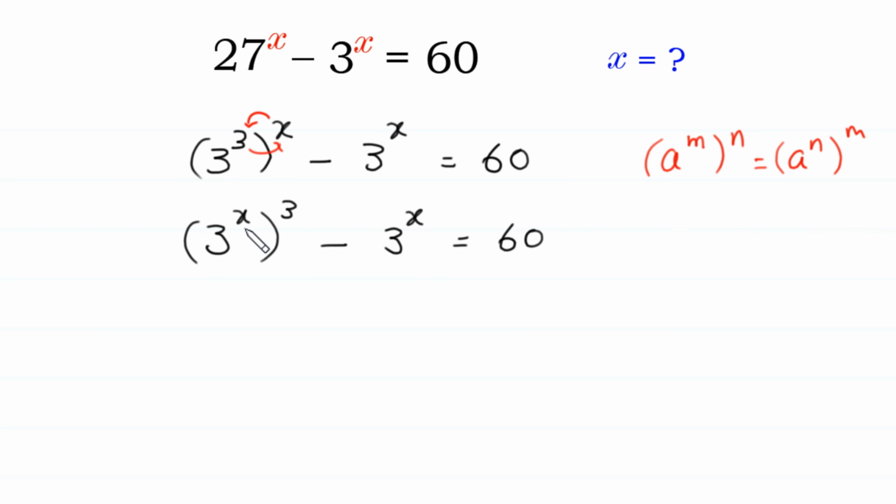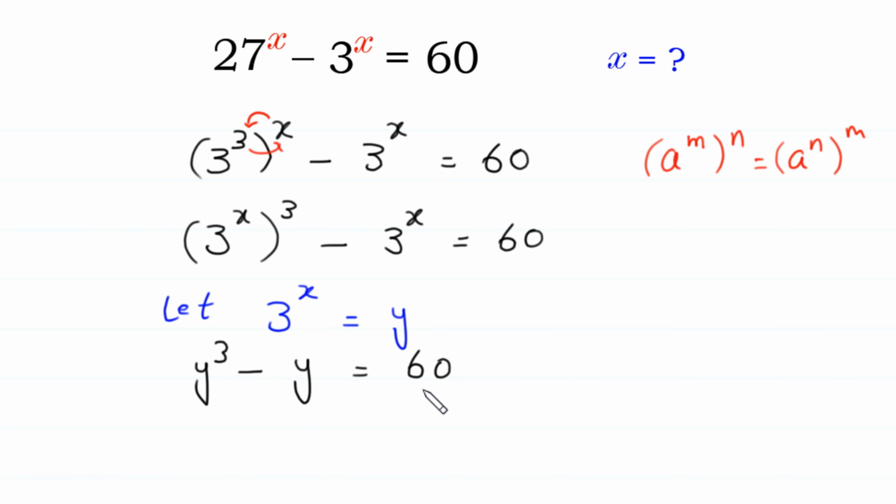Now here we have 3 to the power x and here we have 3 to the power x. So we can suppose that let 3 to the power x is equal to y, and we substitute this value y in this equation, then this equation becomes y cube minus y is equal to 60. Now we move this 60 to the left side: y cube minus y minus 60 is equal to 0.